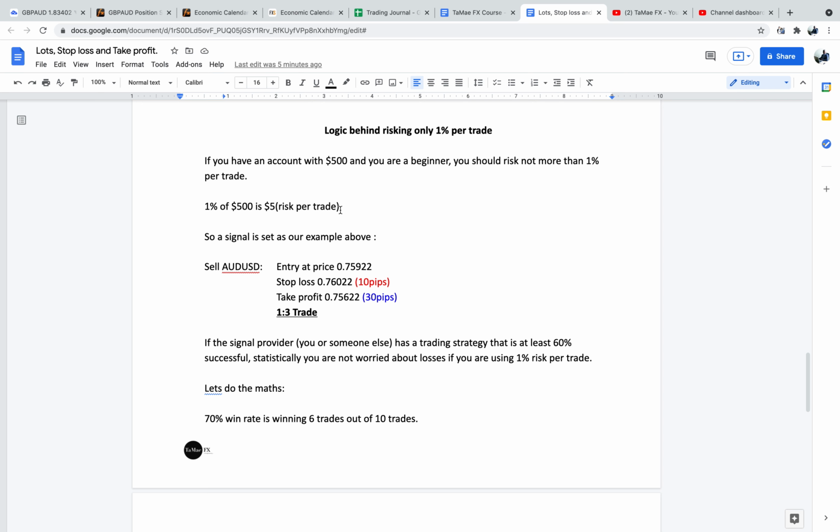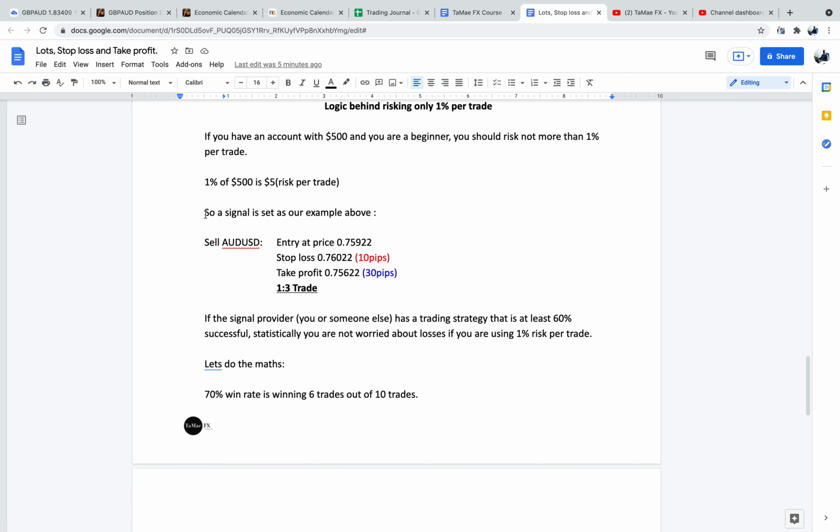Okay? And usually when you risk 1%, you target either 2%, 3%, or 4% per trade. So you can lose 5 trades and win 5 trades and still remain profitable. Okay? Let's give a scenario below. A signal is sent as in our example above. Okay? Sell Australian dollar, US dollar at price 0.75922, stop loss 10 pips, take profit 30 pips, okay, which is a 1:3 trade.